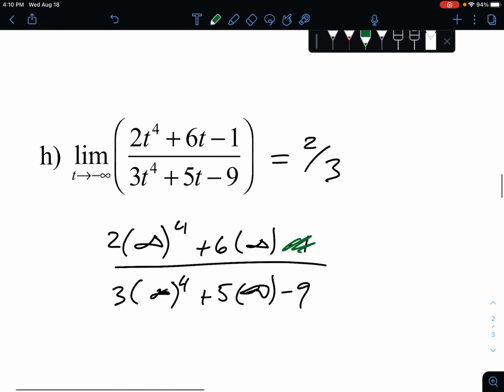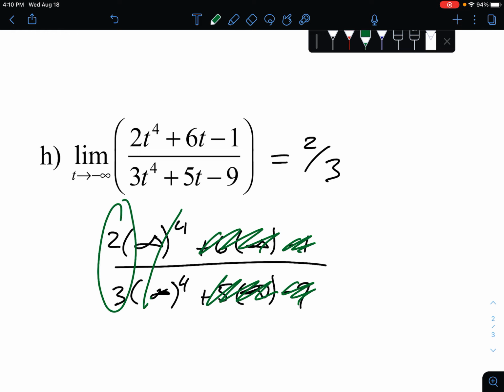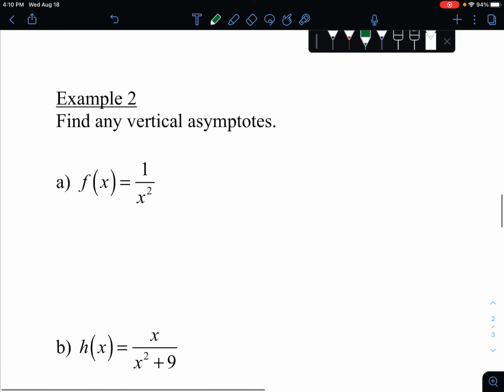Okay, so the -1 and the -9 really aren't going to change my infinities. Even the 6 times infinity and the 5 times infinity are not going to do that much, because it is infinity to the 4th. That is so big. So infinity to the 4th divided by infinity to the 4th will divide and make 1. So that's how I'm also coming up with it will tend towards 2/3.